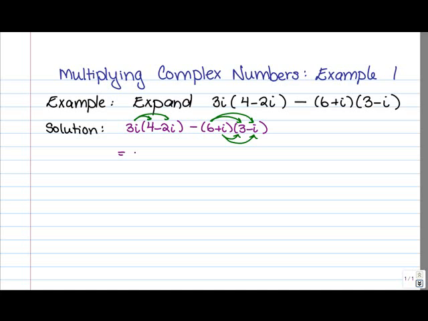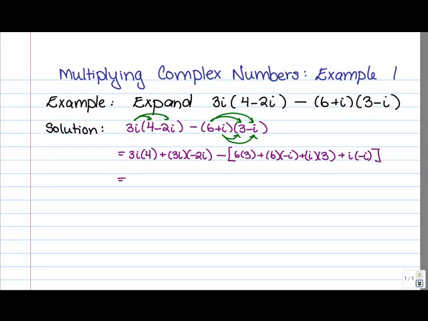From 3i times 4 minus 2i, the 3i times the 4, let's write that out, and then we have, let me just write it as addition, you could write it as subtraction, but what we've got is 3i times -2i, and again you could write it as subtracting 2i times 3i. For the next set of terms, let me write the negative out front and then do FOIL. So multiplying the first terms, we've got the 6 times the 3, the outer terms gives us the 6 times the -i, the inner terms gives us i times 3, and the last terms gives us i times -i.